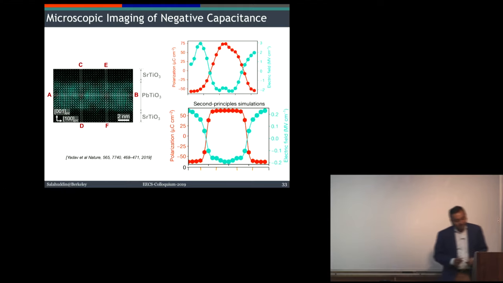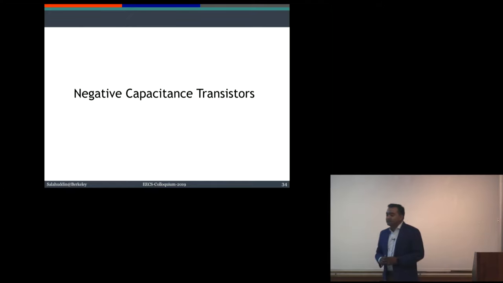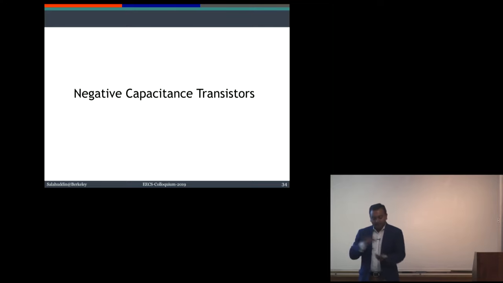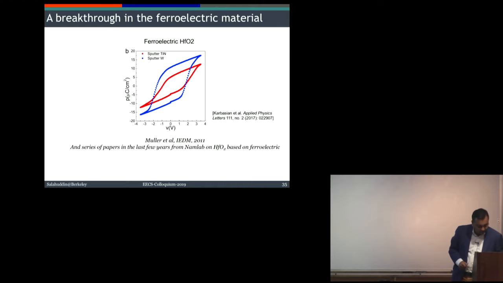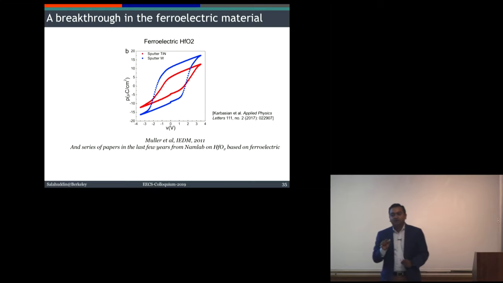But at Berkeley, we want to make an impact as well. So we also try to work on actual real transistors, and there is a lot of challenge. Because these materials that I was talking about, lead titanate and others, they're very good material systems for doing this kind of study. You can grow them very well, but they cannot be integrated with silicon, so we cannot really make transistors out of them. So we needed a material that we can actually integrate, and fortunately, back in 2011, a group from Germany found that you can dope hafnium dioxide, which is already in our transistors, and make it ferroelectric.